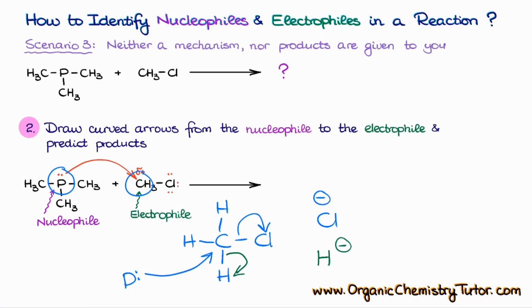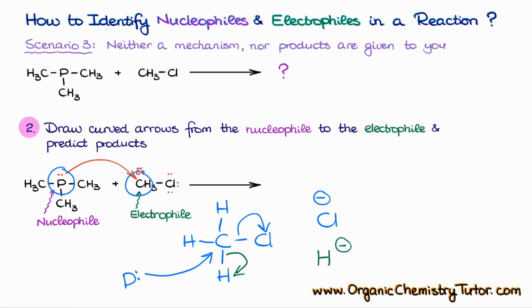And if we compare the H- and Cl- as the two potential leaving groups, the Cl- is going to be a much more stable ion. And for the sake of time and staying on topic here, we'll discuss the ion stability and why exactly the Cl- is more stable than H- in another video.